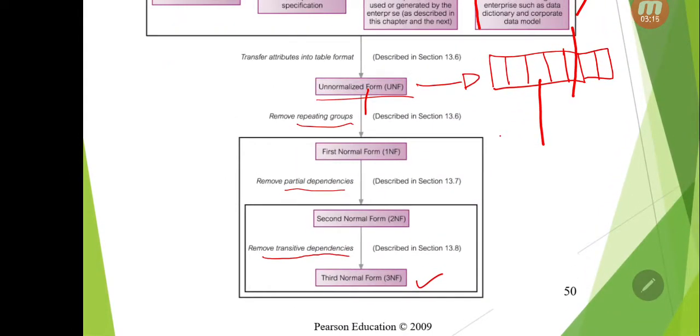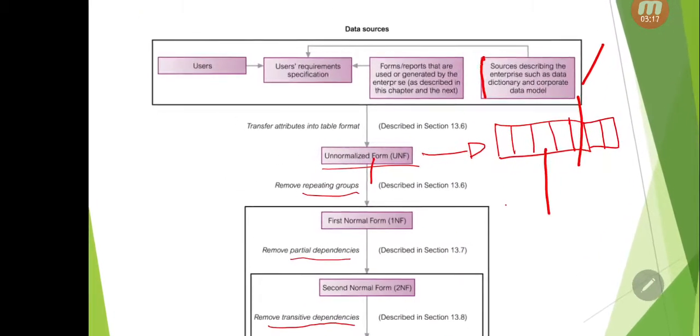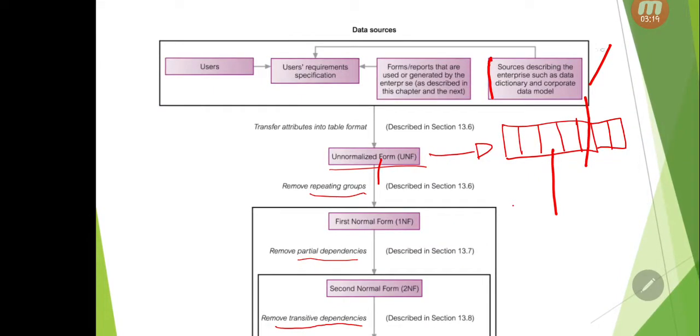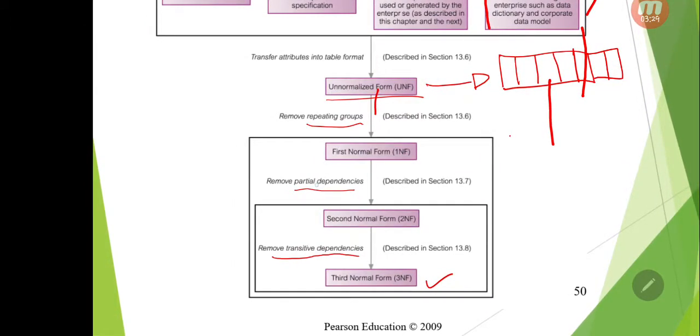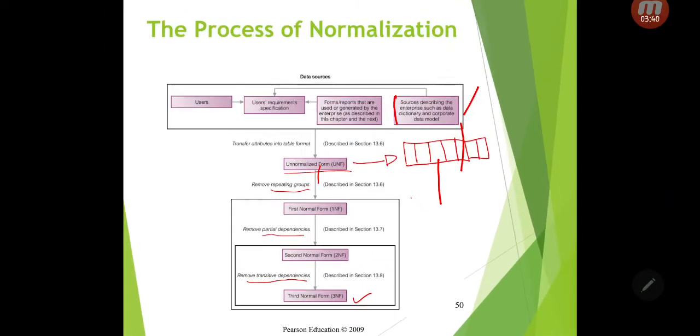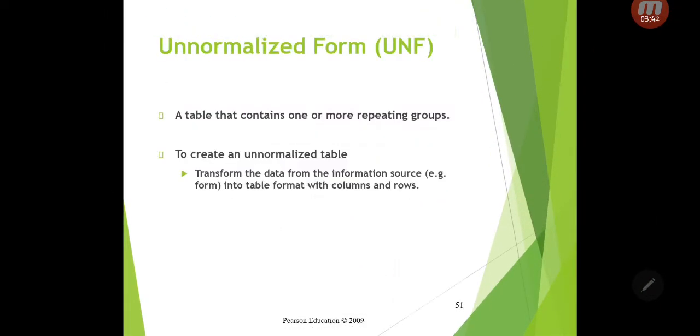Normally we will have your source or raw data, and then you need to transfer it into a big table and flatten this table. Once you flatten this table, it will become your first normalized form, and then remove the partial dependency, it will become your second normalized form. If there is a transitive dependency, remove the transitive dependency, and then it will become your third normalized form. That is the process of normalization.